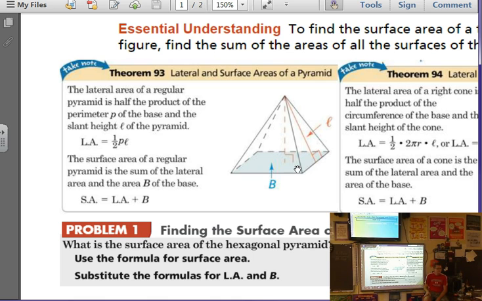Why is this? Because I can't use vertical height, because that won't actually give me the area of the face. If I use vertical height here, that is not the height of the triangle. That's the height of the pyramid. Makes sense? So slant height is the height down the edge of the pyramid, which will be the same every way we go around. Well, it won't always be the same, but the formula lets it work itself out.